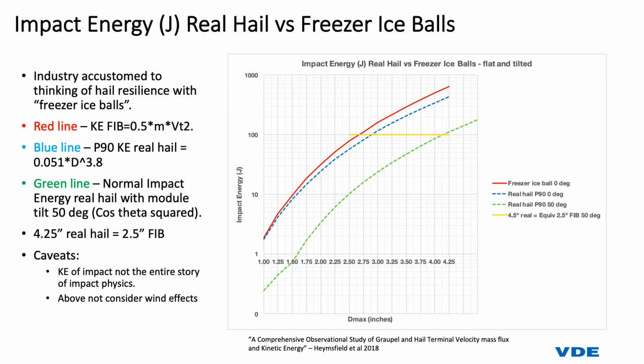Of course, as shown by the work of RETC and others, a tilted module sees a much lower normal impact energy as the blow becomes more glancing, as shown by the dashed green line. In this case, 4-inch naturally occurring hail striking a module tilted at 50 degrees has the same normal kinetic energy of impact as a 2.5-inch freezer ice ball striking a module normally, for example, as in IEC 61215.